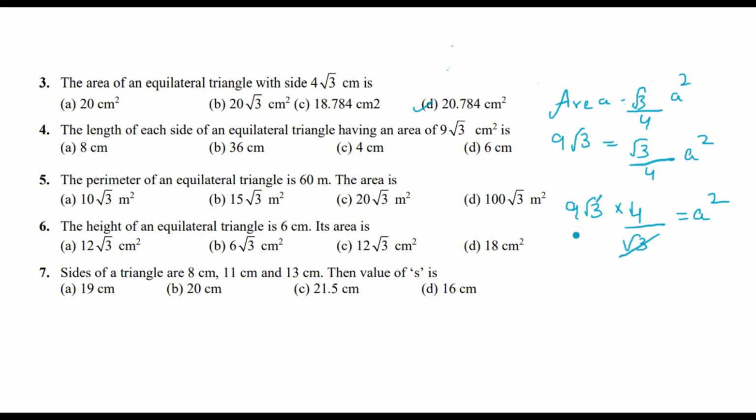Then this root 3 and root 3 will get cancelled, so 9 4s are 36. Square root of 36 is 6. Hence the side of the equilateral triangle is 6 centimeter.